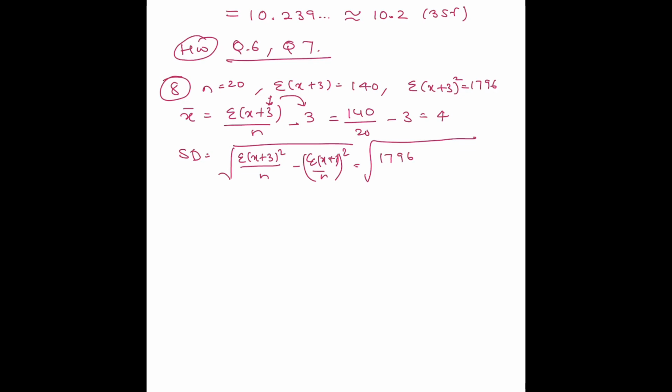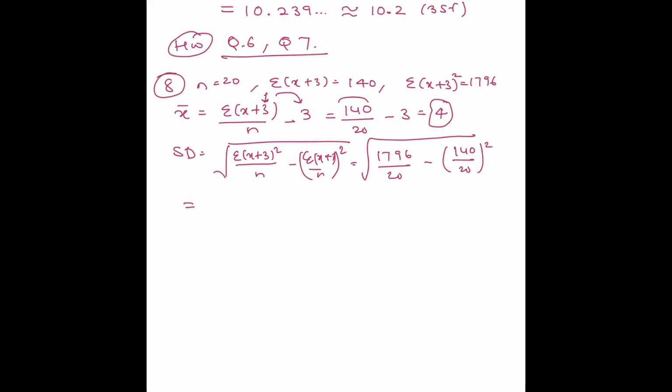So this is 1796. Sorry. Over 20 minus (140 over 20) squared. We do not use this, we use that, right? Because when we are using assumed values, we use assumed.